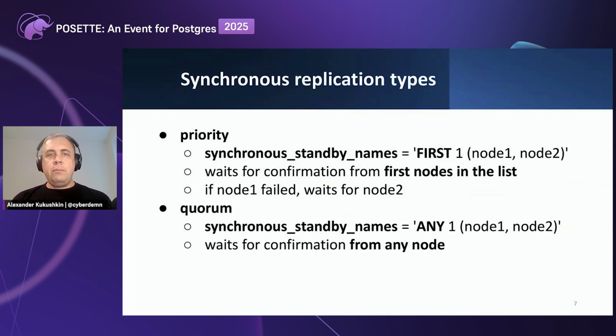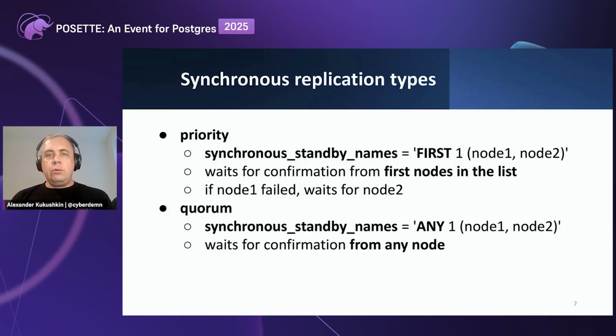And the second parameter is called synchronous_standby_names, and it defines two types of synchronous replication. The first type is priority replication. To use priority replication, you need to use a very special format of synchronous_standby_names. You say FIRST, a number, and then a list of nodes that you want to have synchronous in parentheses. The way it works is that the primary will be waiting for the first nodes in the list to confirm that the transaction was either received, flushed to disk, or applied on the standby node.